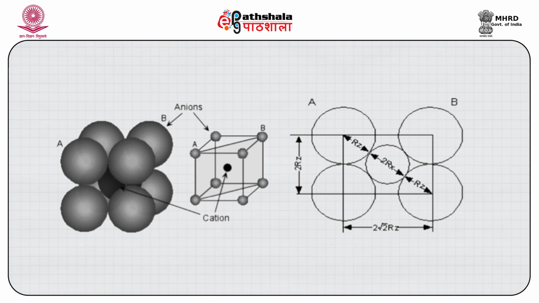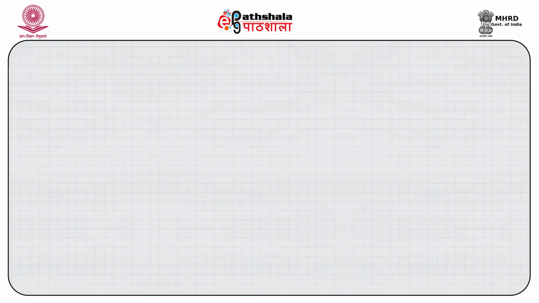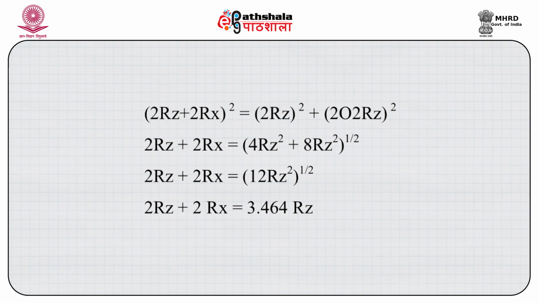The radius of the cation, that is the positive ion, is given as r x, and the diameter will become 2 r x, and that of the anion is r z, and since in this diagram, as you can see, there are 2 r z, this distance will become 2 r x plus 2 r z. Now, applying Pythagoras theorem, we can say that (2 r z plus 2 r x) square is equal to (2 r z) square plus (2 √2 r z) whole square.